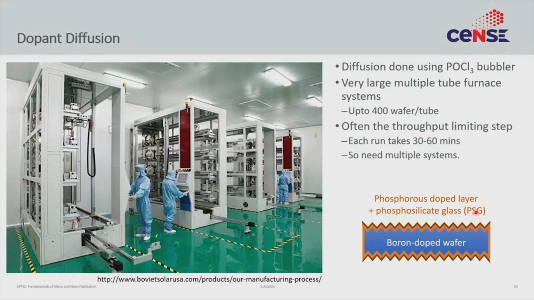And of course, CMOS processing has completely moved to implantation because that's what they need. It provides better control. But solar cells have not. And the reasons are again obvious. Ion implantations are too big, the instruments are too big, they're too slow.